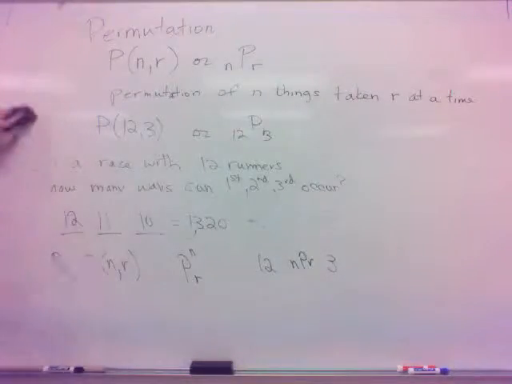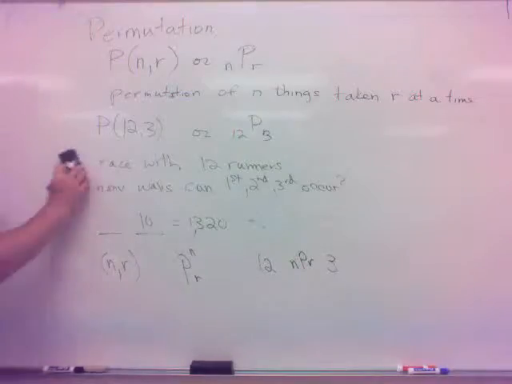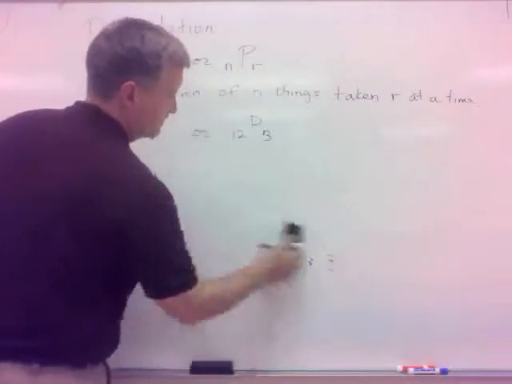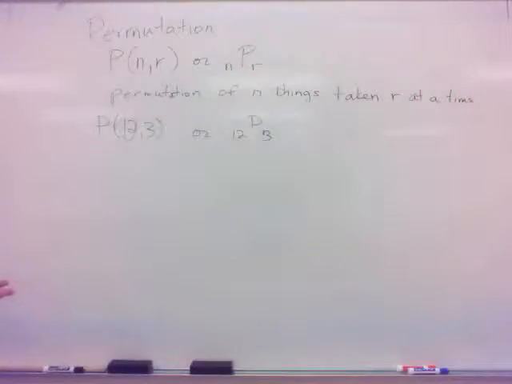But you can even start with 11, and that'll still work. The first number depends on how many things you have. If there were just 11 runners, I'd do 11P3. It just depends on how many things there are at a time.